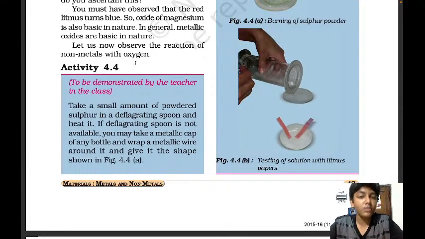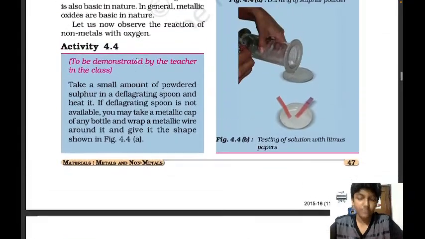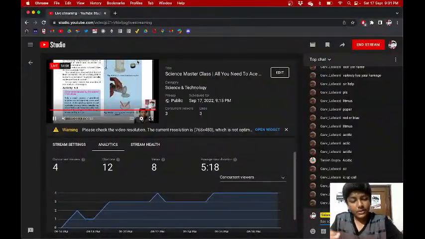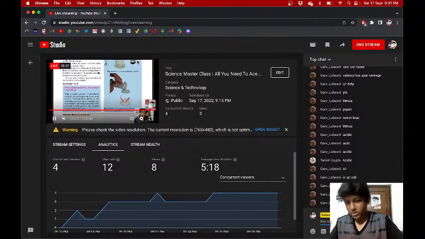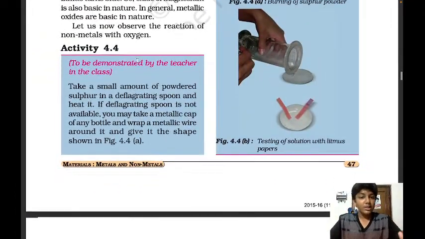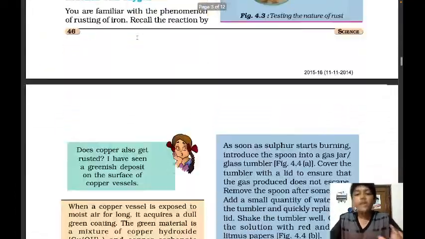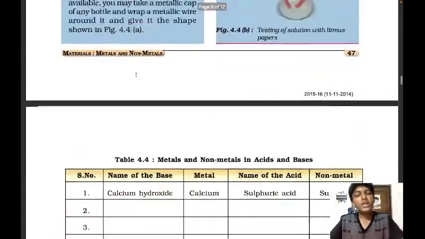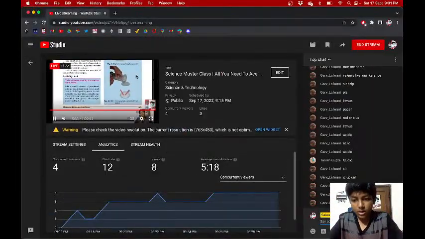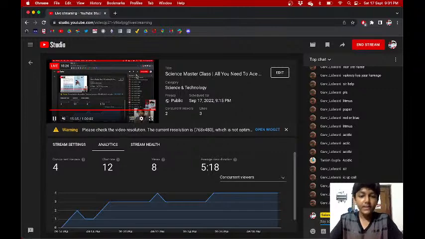Let us now observe the reaction of non-metals with oxygen. So now let's see the reaction of non-metals with oxygen. Okay, so this is very interesting, and you need to learn this very carefully.